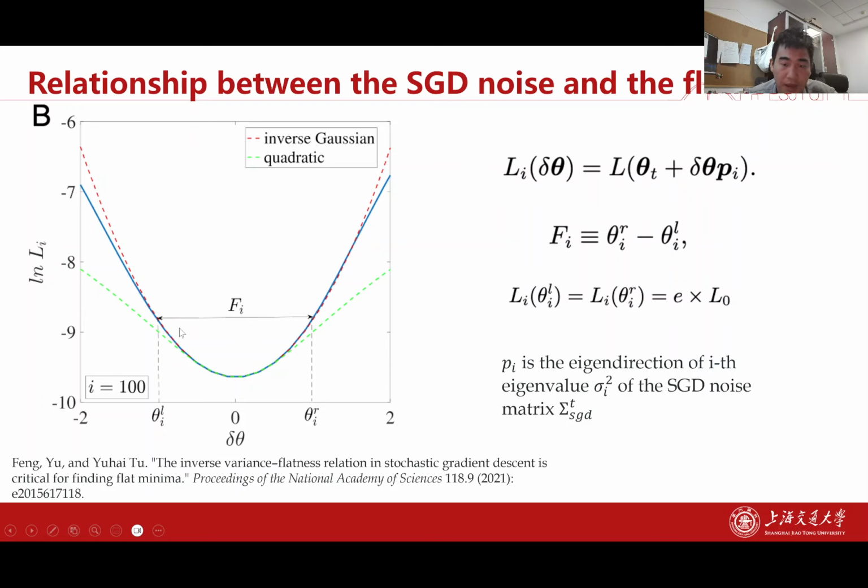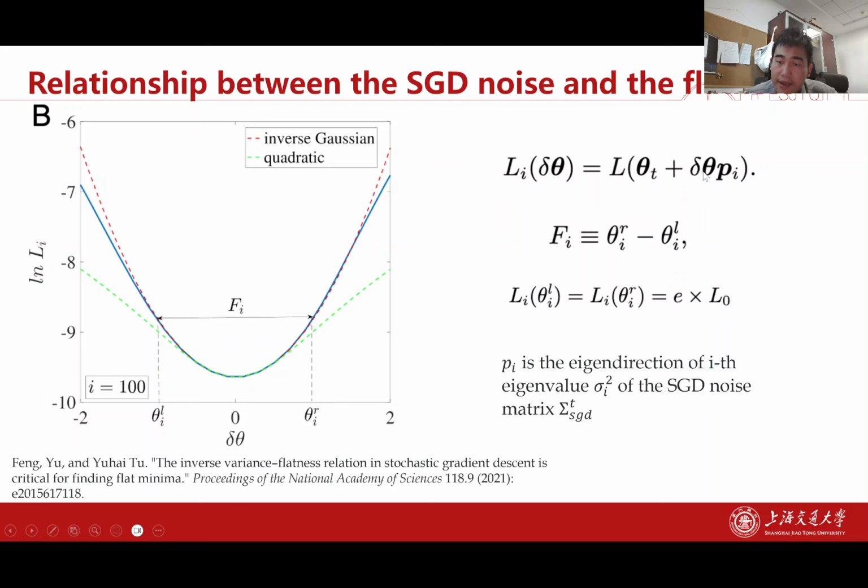And if in the parameter space you need to go further to reach this increase, then it will be more flat. So this is the basic idea. You can define this point this way. This theta t is the minimum point, and you go in this direction, meaning the flatness in a specific direction. Go in this direction with the distance delta theta, and this delta theta will be used as the flatness for this direction.